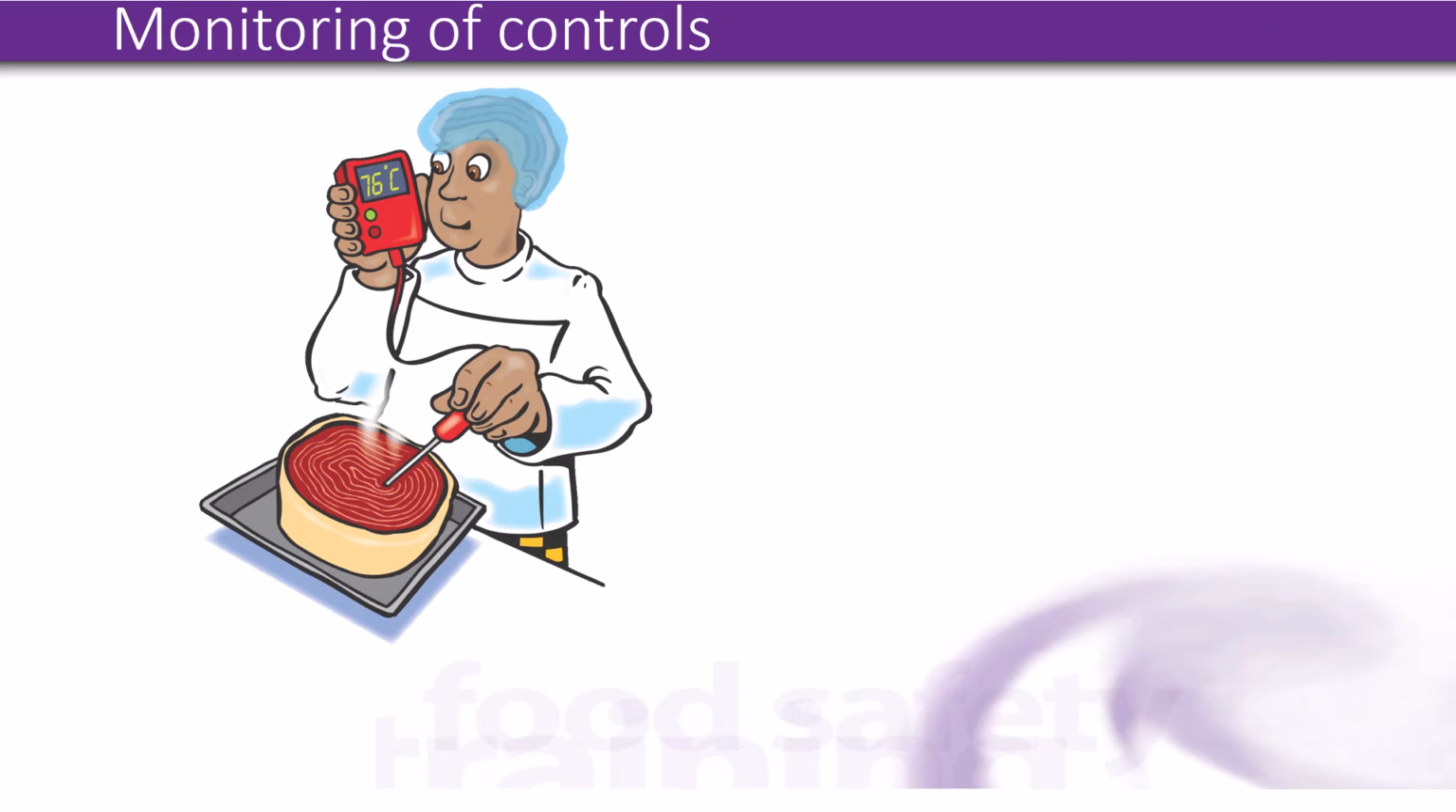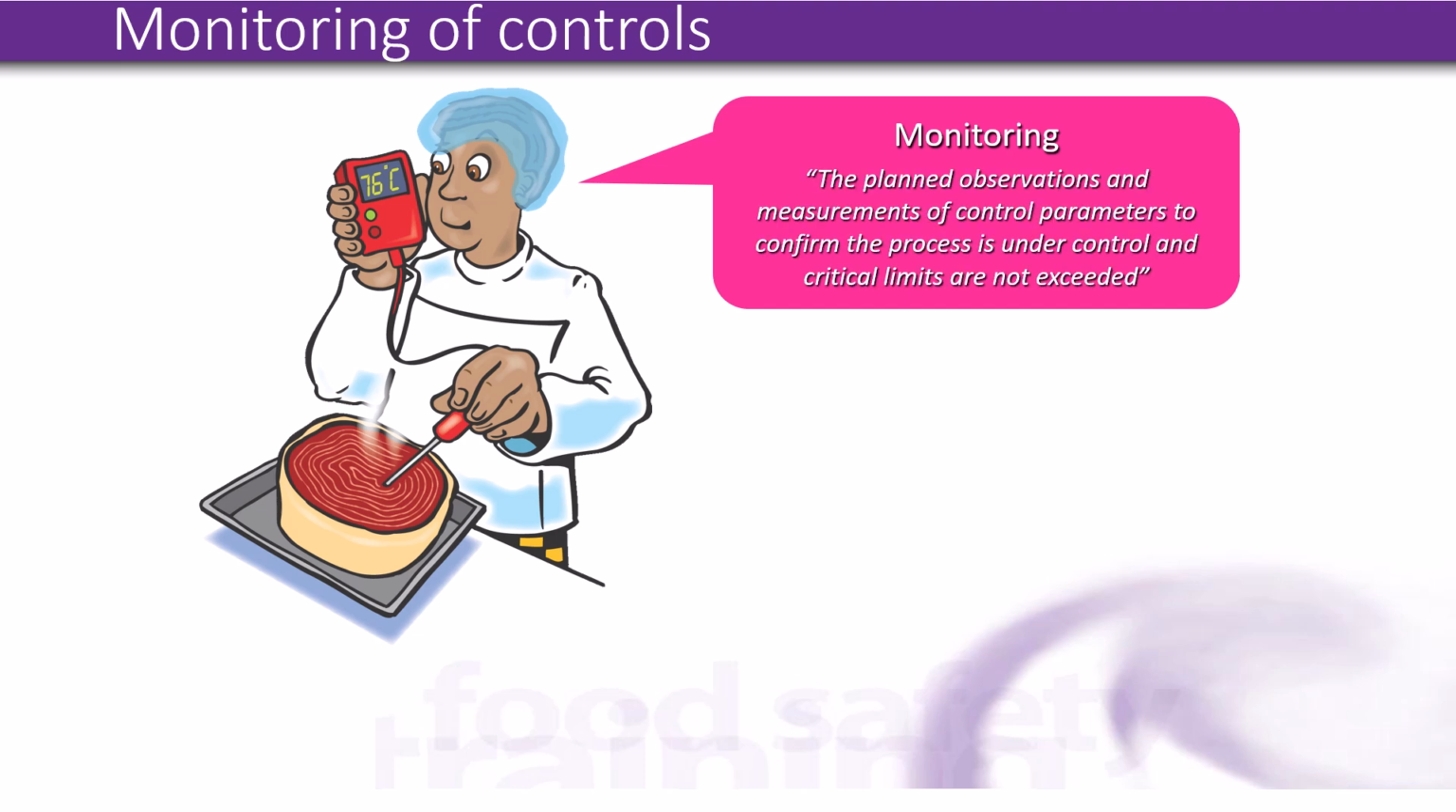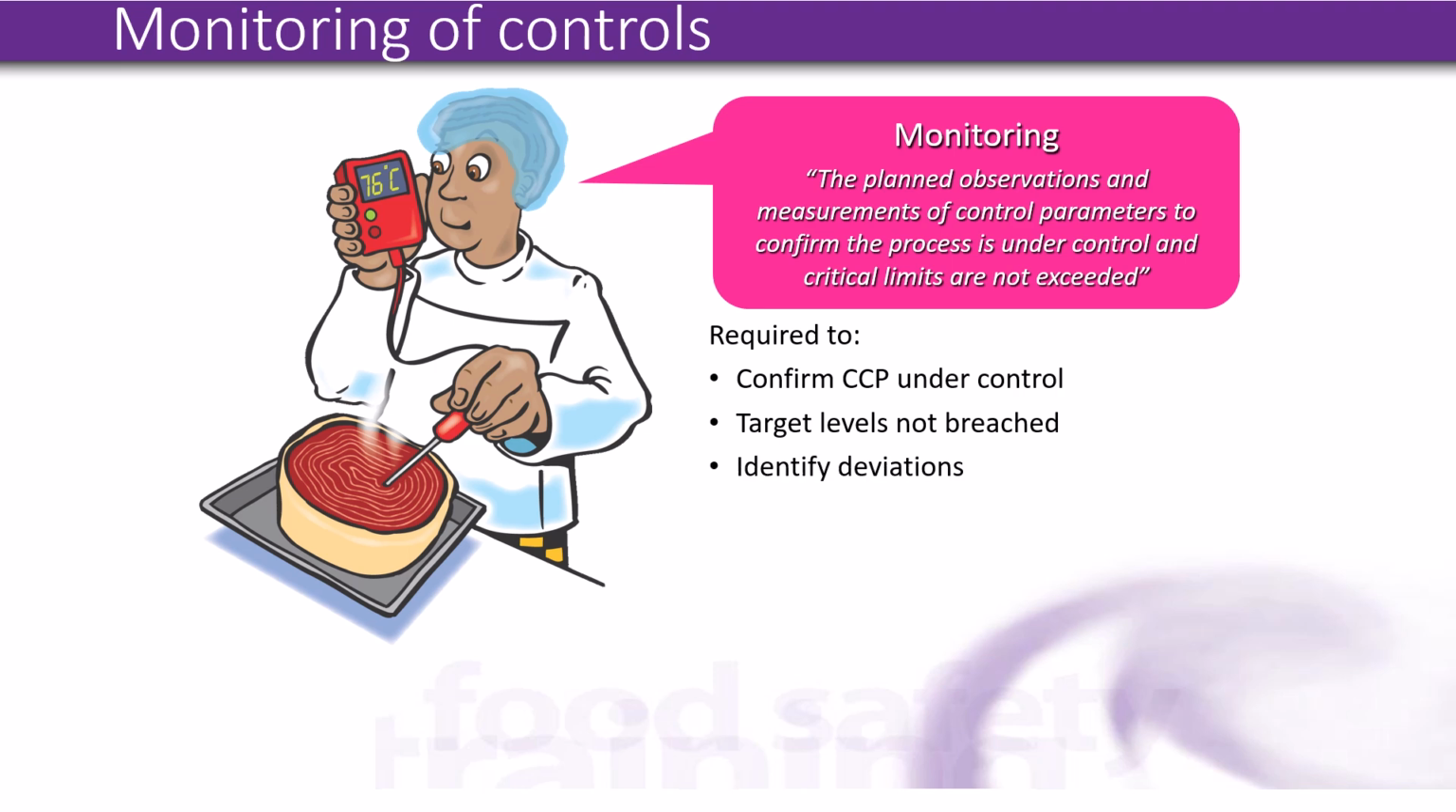So, monitoring of controls. Monitoring, again, a definition is likely to come up in the exam. Monitoring is the planned observations and measurements of control parameters to confirm the process is under control and critical limits are not exceeded. These are required to confirm if a CCP, critical control point, is under control, target levels have not been breached, to identify deviations, to provide records for verification, complaints, due diligence.